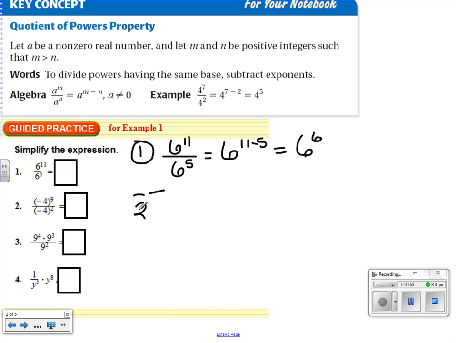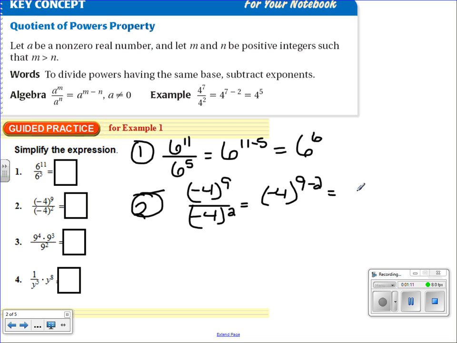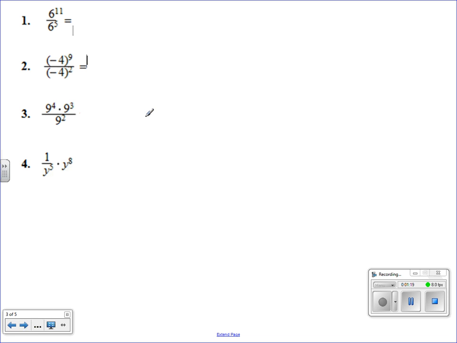Problem number 2, oops, sorry about that. We have negative 4 to the 9th divided by negative 4 to the 2nd. We do have like bases. We are dividing, so our like base is going to stay. We are going to take our 9 and subtract 2, giving us a final answer of negative 4 raised to the 7th power. We're going to move to the next page here so we can focus on problem number 3.